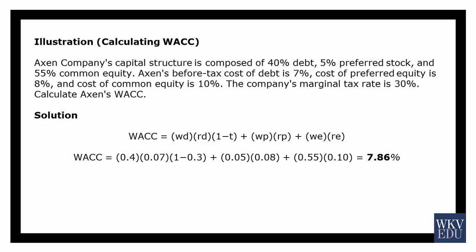and therefore we need to calculate the post-tax cost of debt, which is calculated as the weight of debt times the return on debt times 1 minus t. Similarly, the weight of preference and weight of equity and their returns. So we calculate WACC as 7.86%.